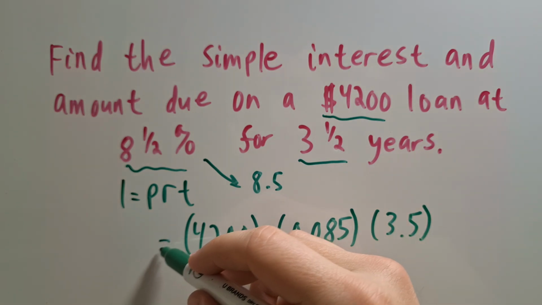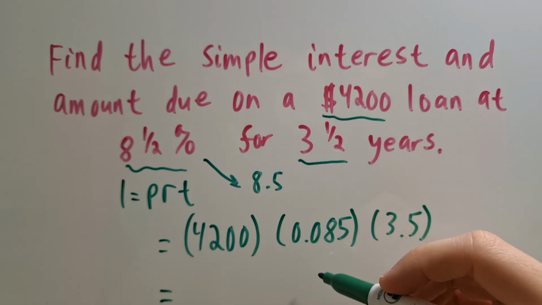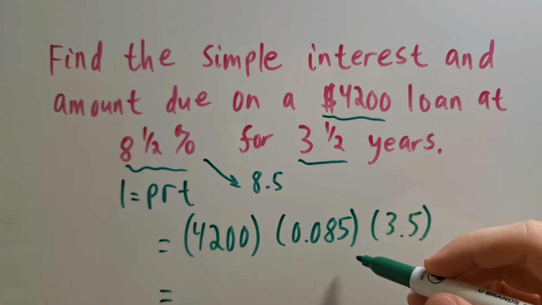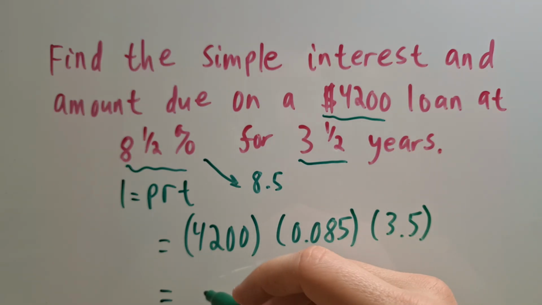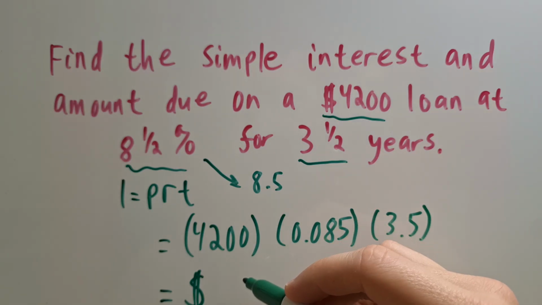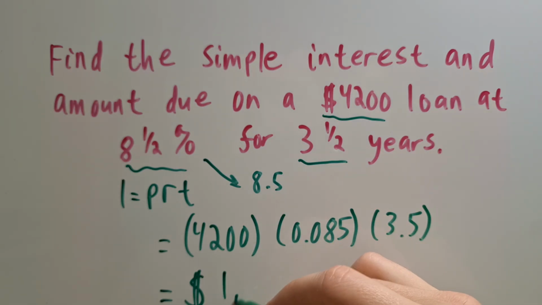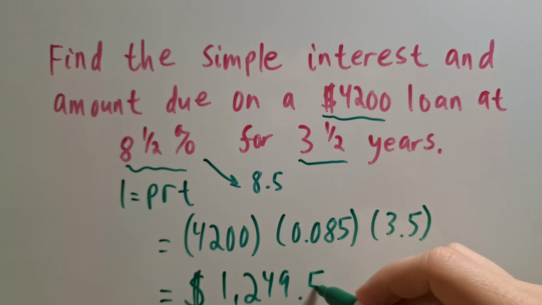When we multiply all this together, and simplifying, because every single one of these applications involving money, we're going to round to 2 decimal places. The interest on all of this is going to be a total of $1,249.50.